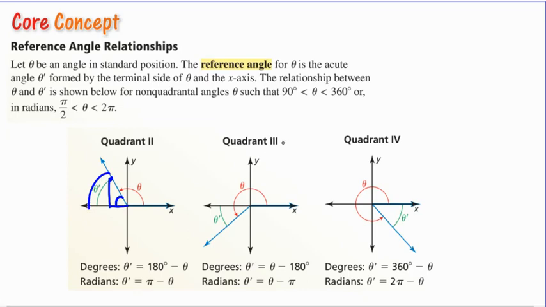So if your angle terminates in quadrant 3 and you've got your terminating side right here, you go to the nearest x-axis, right? And this is going to be your reference angle. If your angle terminates in quadrant 4, you take a point on your terminating side and you go to the nearest x-axis, and this is going to be your reference angle theta prime.